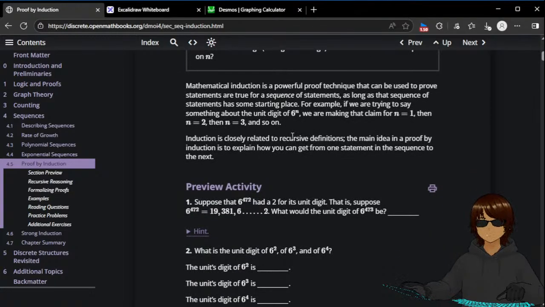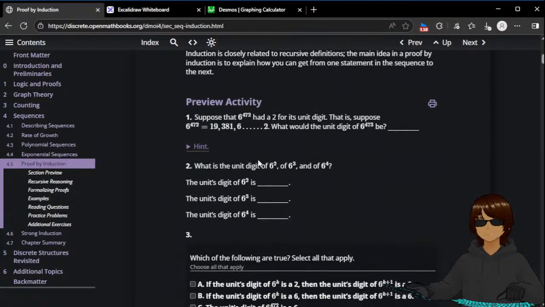Induction is closely related to recursive definitions. The main idea in a proof by induction is to explain how you can get from one statement in the sequence to the next.